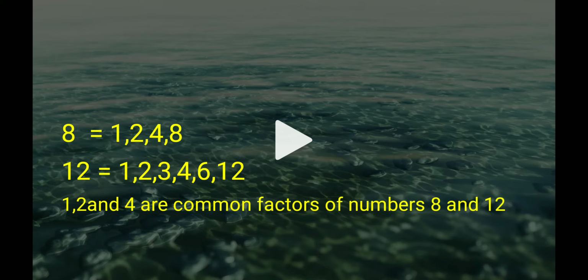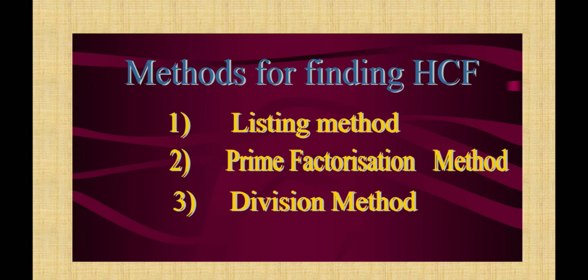So, see here, it is given the same thing. 8 is equal to 1, 2, 4, and 8. 12 is equal to 1, 2, 3, 4, 6, and 12. 1, 2, and 4 are the common factors of the numbers 8 and 12. Now see the methods of finding HCF. The first one is the listing method, the second is the prime factorization method, and the third is the division method.